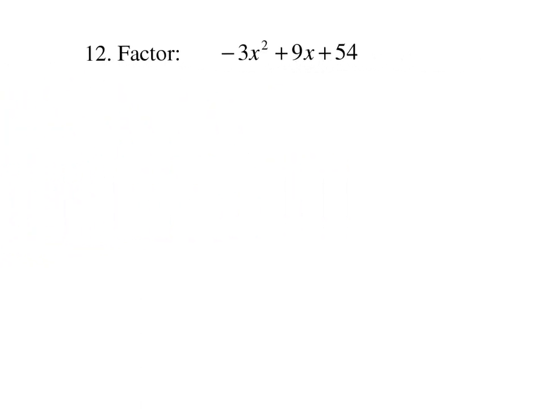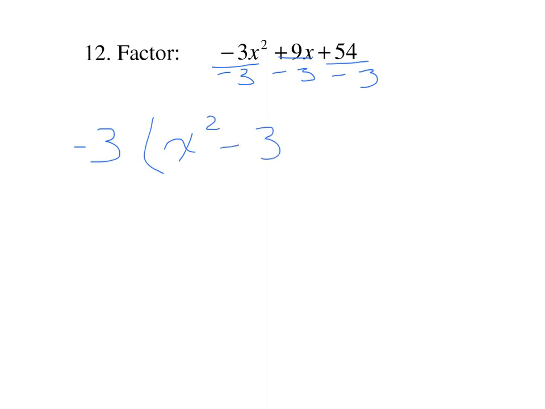On number 12, same kind of thing is going to happen, especially since I noticed this negative sign right here. But the 3 is also common. All of these terms can be divided by 3. So I'm going to factor off the negative 3 as the first step. Divide all these terms by negative 3. And we get x squared minus 3x minus 18. 54 divided by 3 is 18.